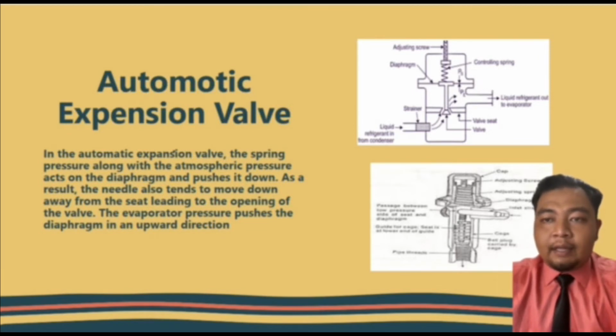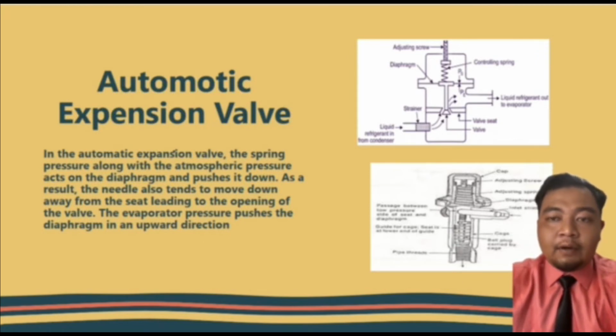In the automatic expansion valve, the spring pressure along with the atmospheric pressure acts on the diaphragm and pushes it down. As a result, the needle also tends to move down away from the seat, leading to the opening of the valve. The evaporator pressure pushes the diaphragm in an upward direction.